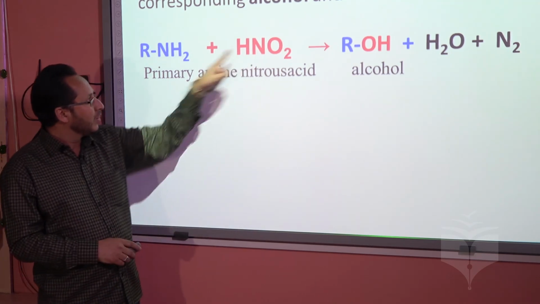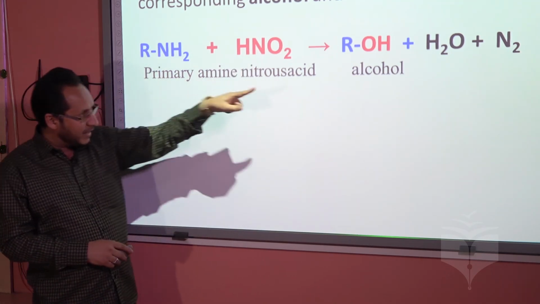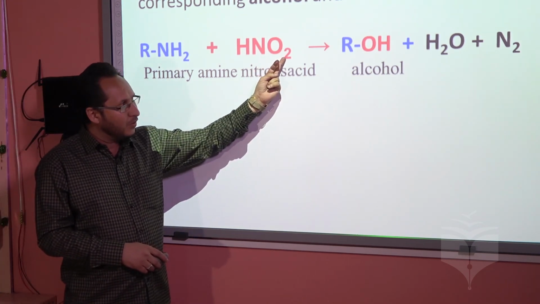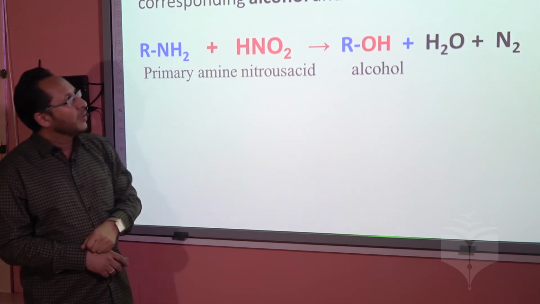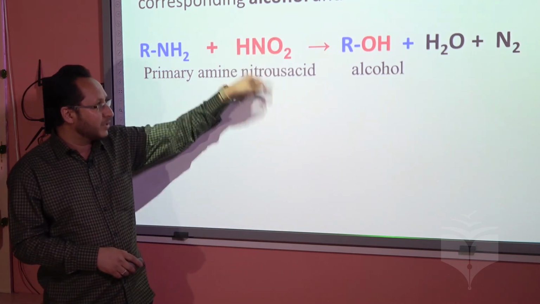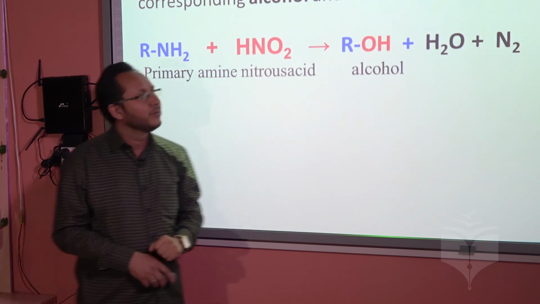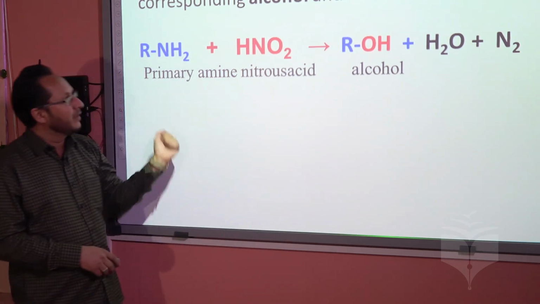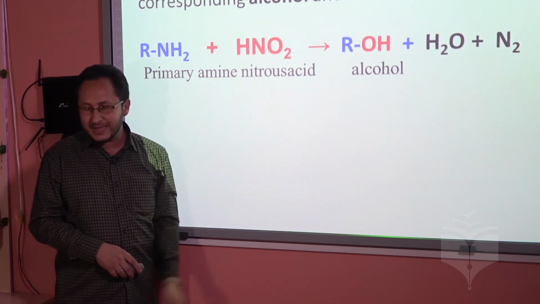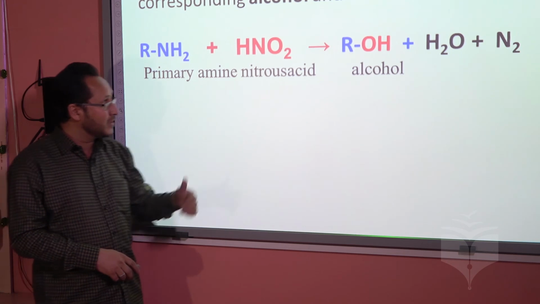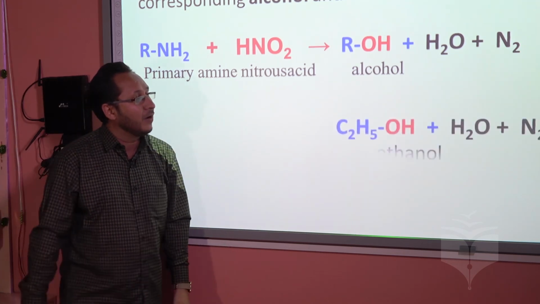This N goes with this N as N2. Then these 2 H with 1 O as H2O. What is the remaining here? We have OH. That's why I replace the NH2 here. So a primary amine with nitrous acid gives us alcohol. You have to memorize this point. Primary amines with nitrous acid give us alcohol.